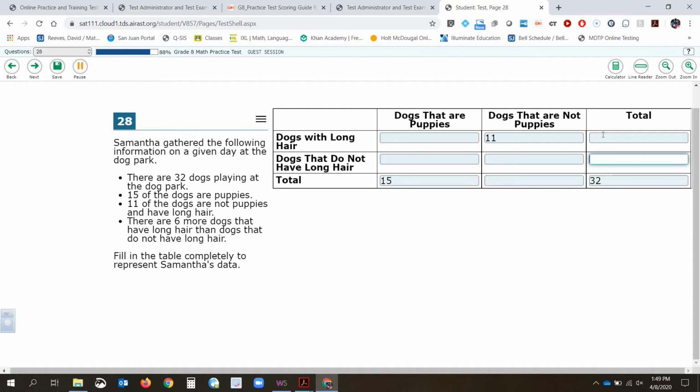So we know that this number is going to be 6 bigger than that number. The problem is we don't know either one of these numbers. So you might think we're stuck. But let's see, is there anything else we can fill in here?